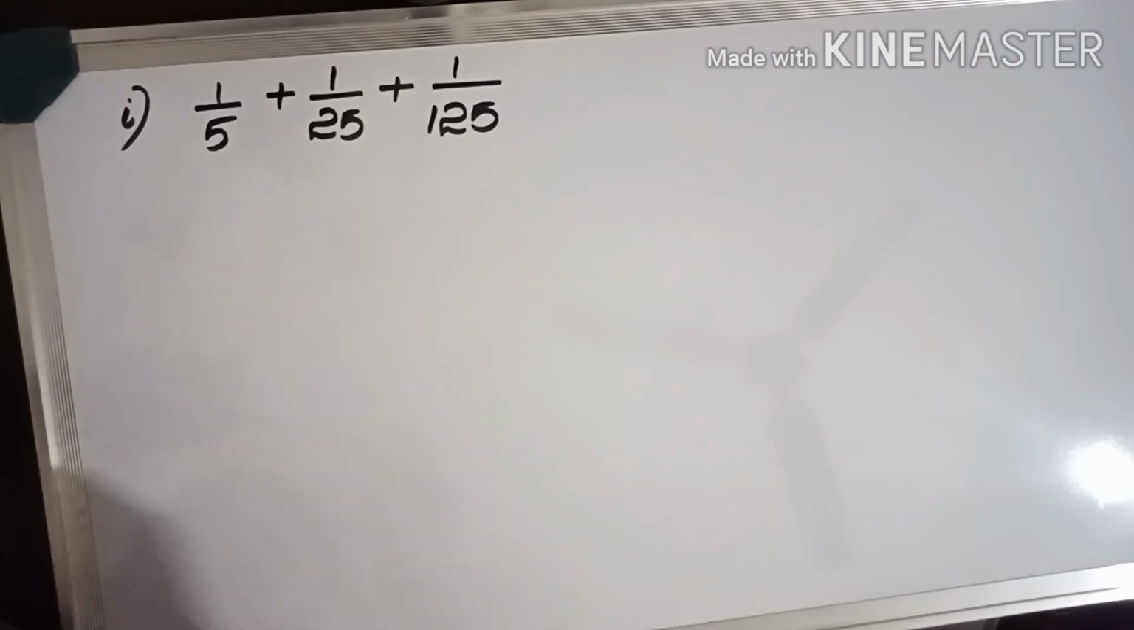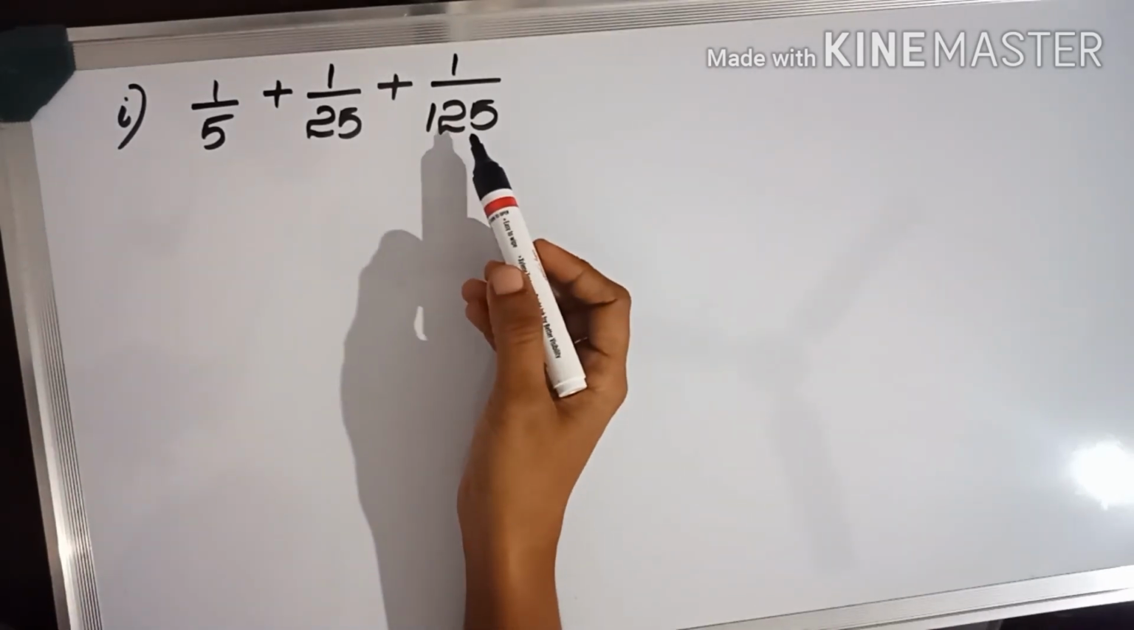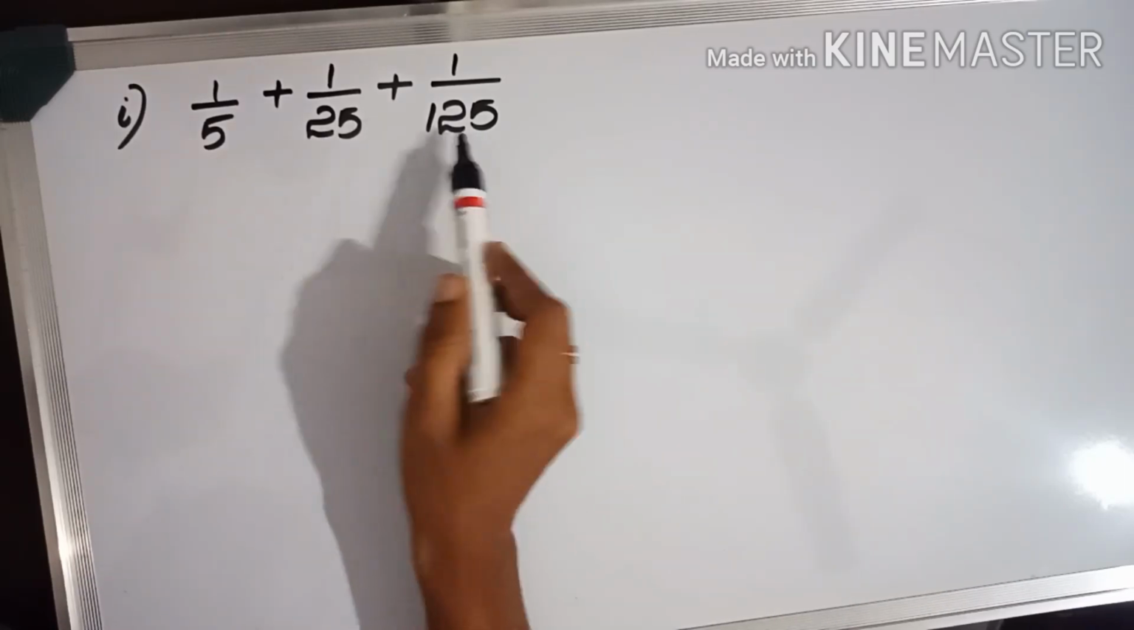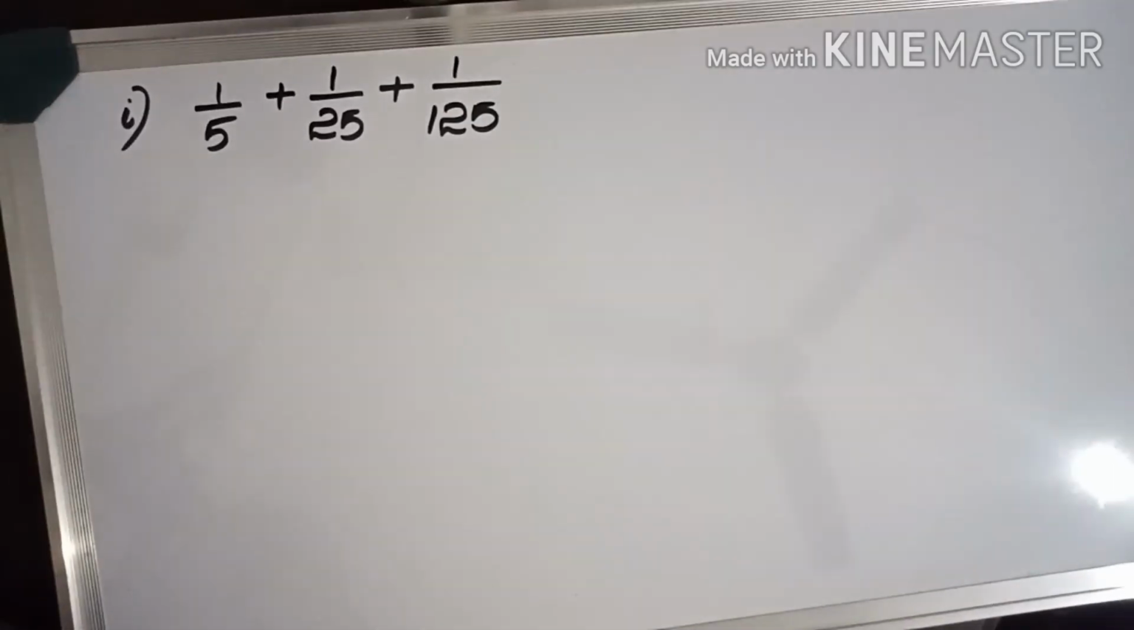Now in order to add these 3 fractions, when we check them, we can see that all the denominators are different. For the first fraction, the denominator is 5. For the second, it is 25. For the third, it is 125. In 8th standard, we learned that if denominators are the same, fractions are easy to add. So our first aim is to convert all the denominators into one number.